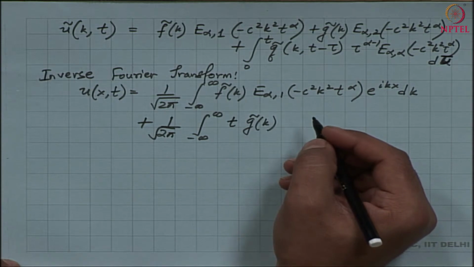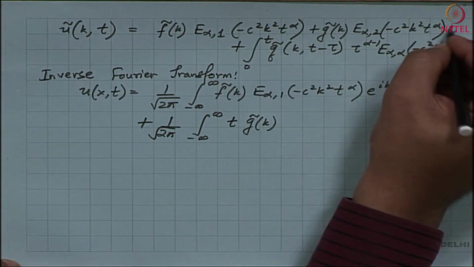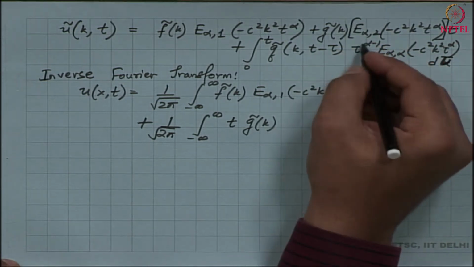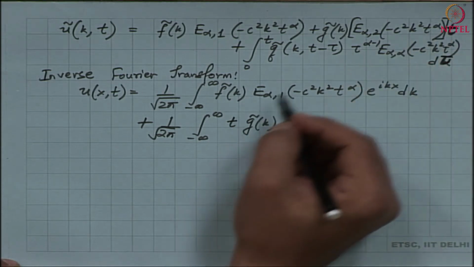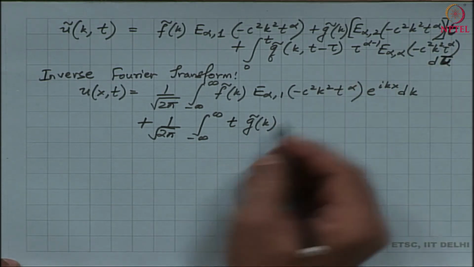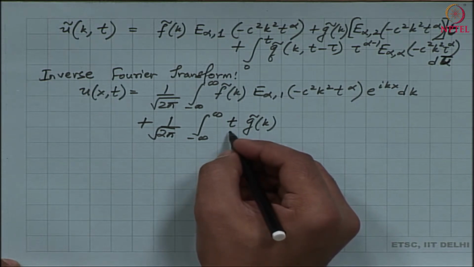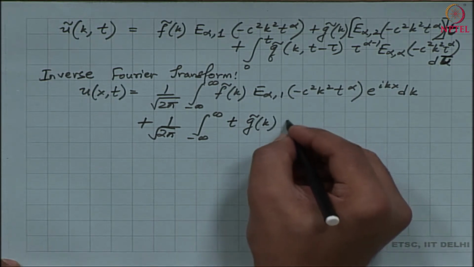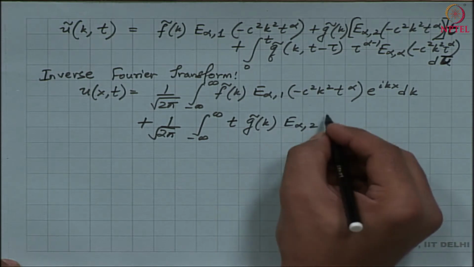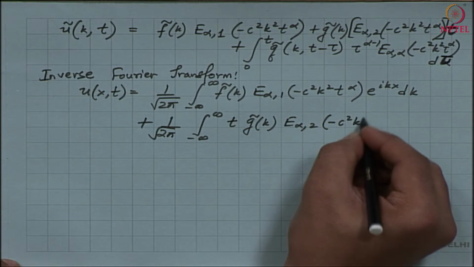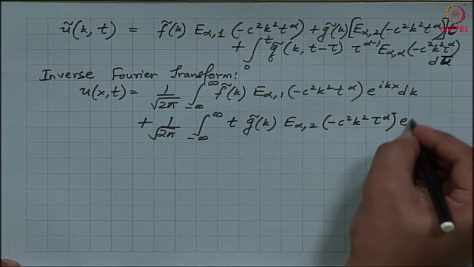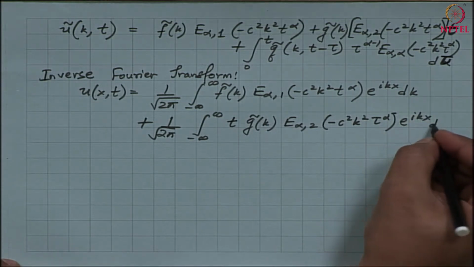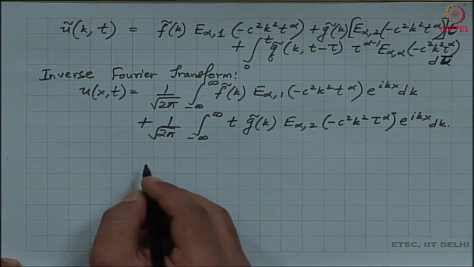Well, so what I had was I missed a factor t here. So, this was expansion E of alpha comma 2 times the factor t. Okay. So, the t will come when we take the Laplace inverse. So, the t arrives here. So, this gives me t times g tilde k times the expansion E of alpha comma 2 of this argument c square k square times tau of alpha times e to the power i k x d k.